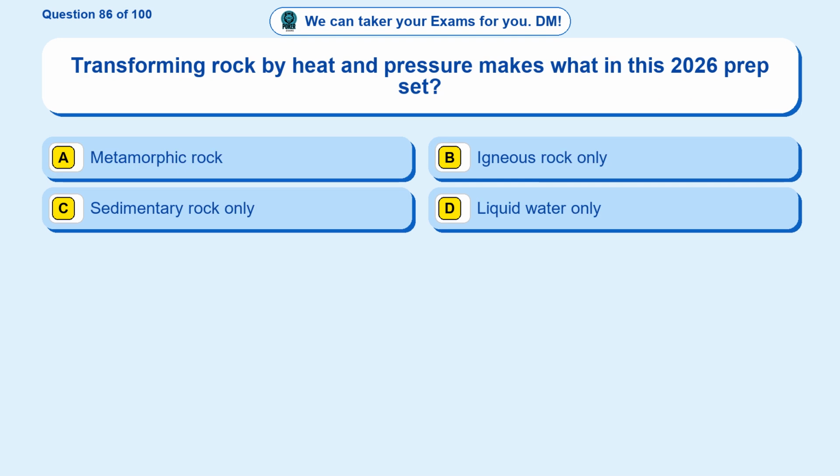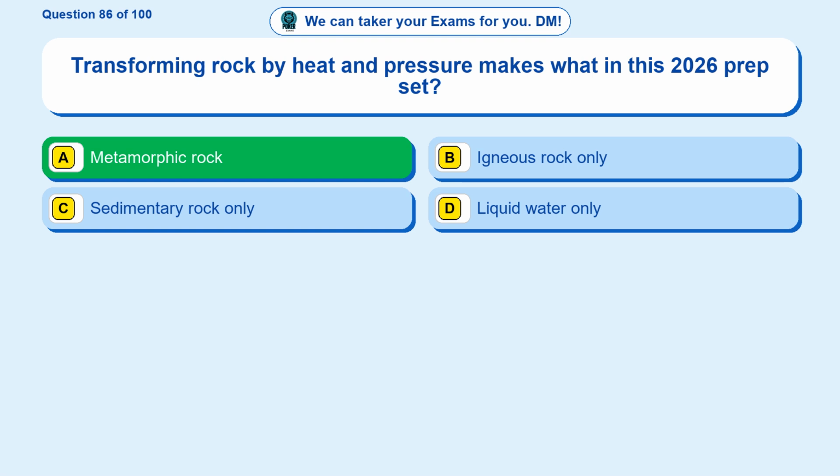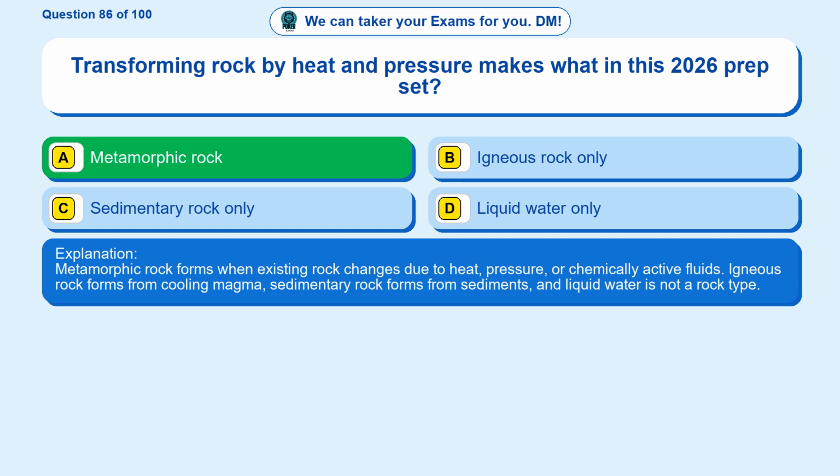Question 86. Transforming rock by heat and pressure makes what in this 2026 prep set? Option A, metamorphic rock. Option B, igneous rock only. Option C, sedimentary rock only. Option D, liquid water only. The correct answer is option A, metamorphic rock. Metamorphic rock forms when existing rock changes due to heat, pressure, or chemically active fluids. Igneous rock forms from cooling magma, sedimentary rock forms from sediments, and liquid water is not a rock type.